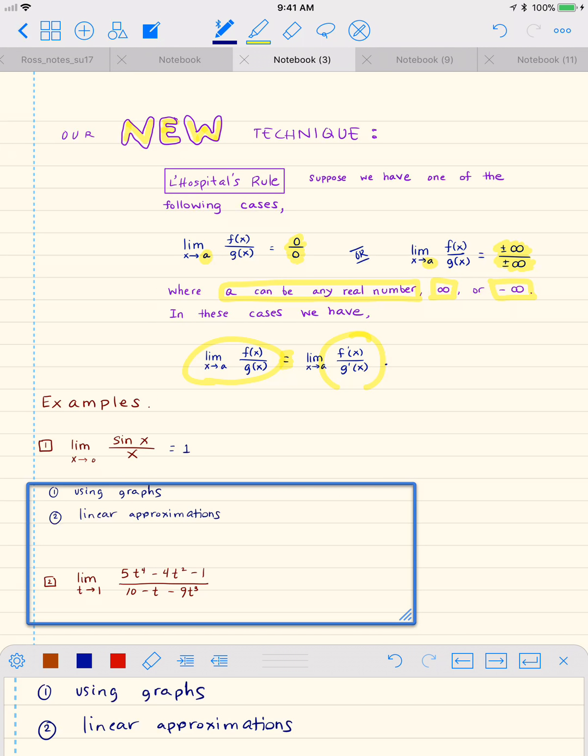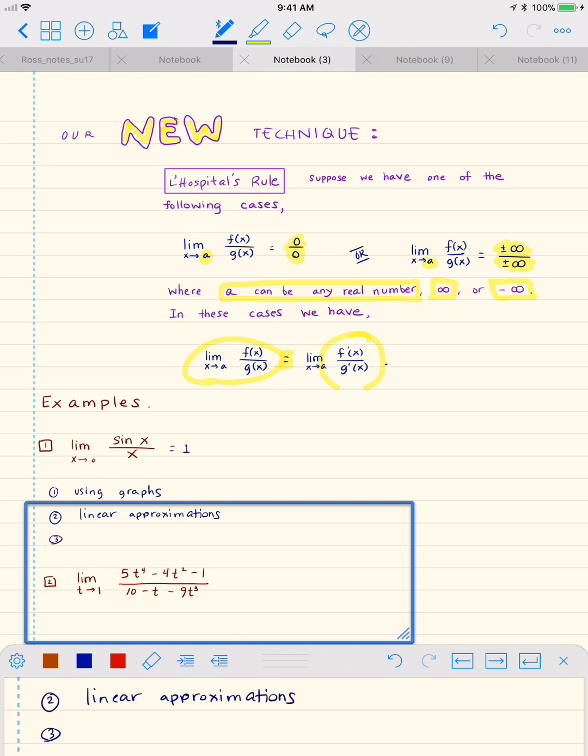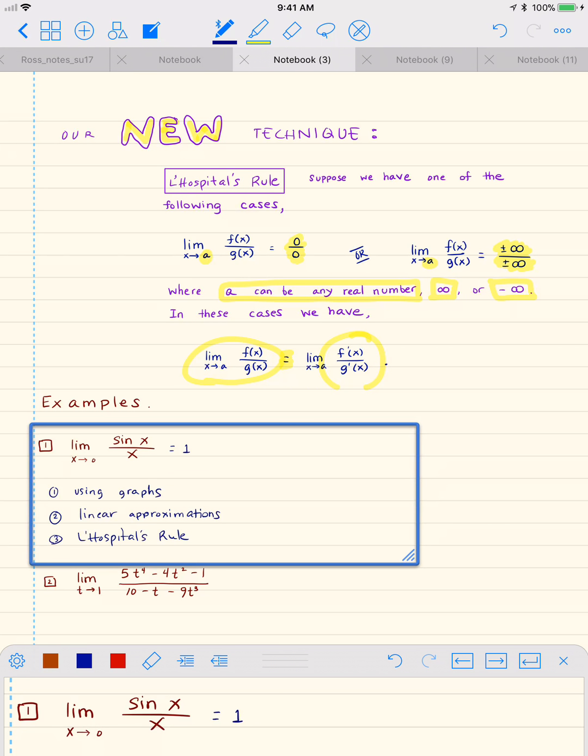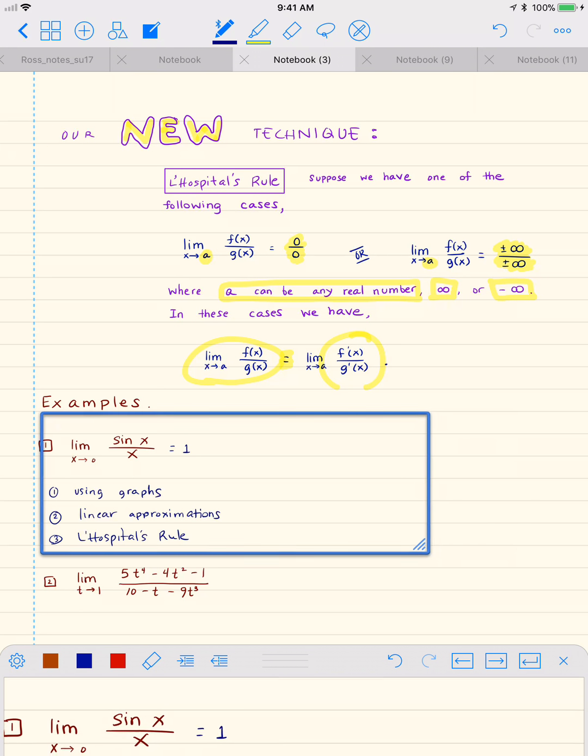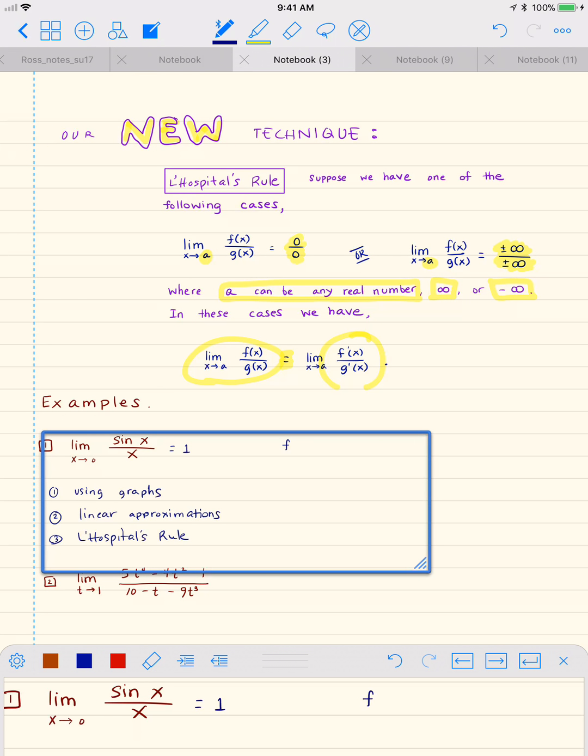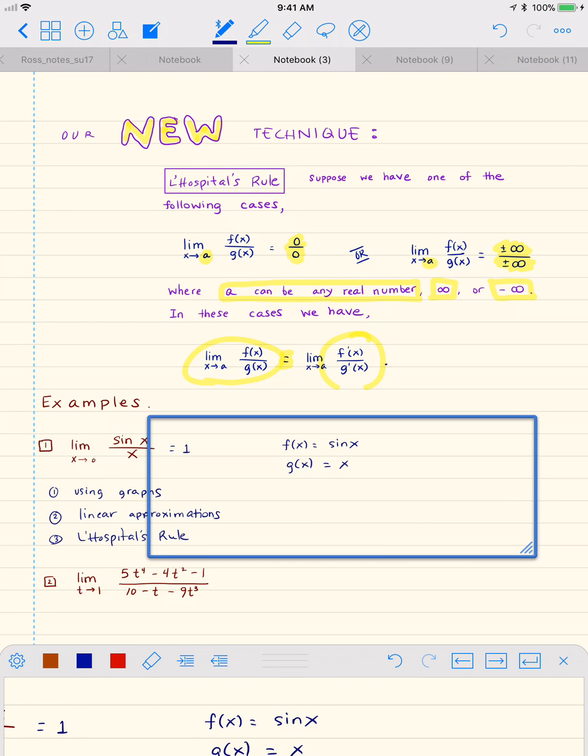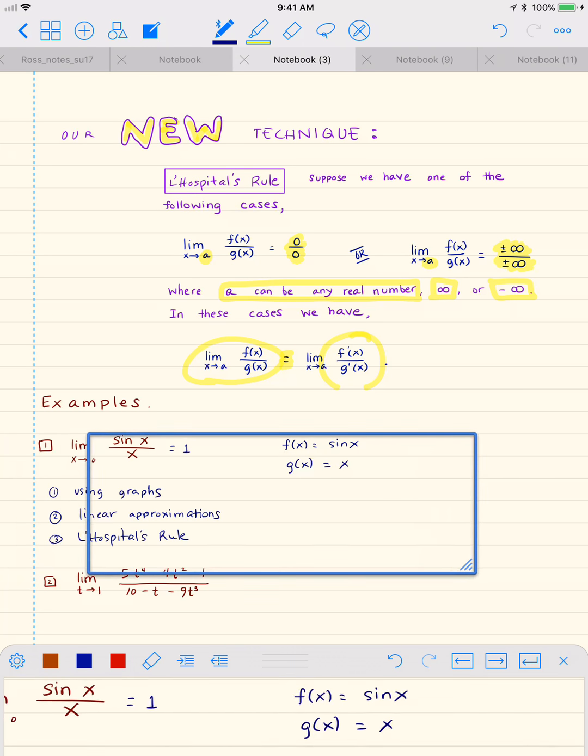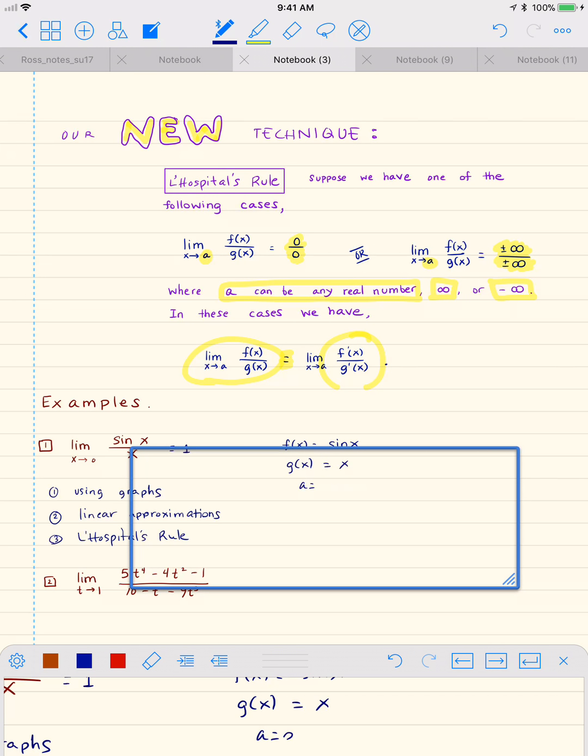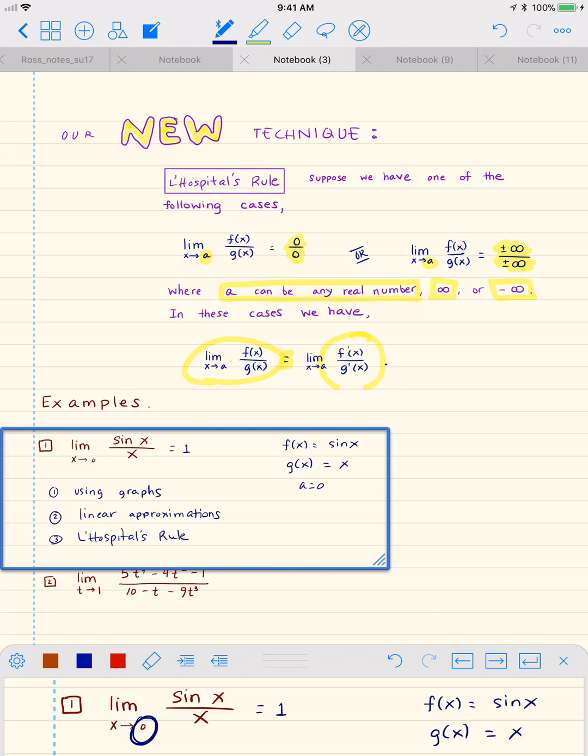And now we're going to see the third approach, which is going to be using L'Hopital's rule. So we keep going. This example keeps showing up again and again because it's really important. In this case, our f of x is going to equal the numerator. So f of x is going to be sine x, and g of x is the denominator, which is x. Okay. So f of x, as a is equal to 0. Let's put that here. A equals 0.